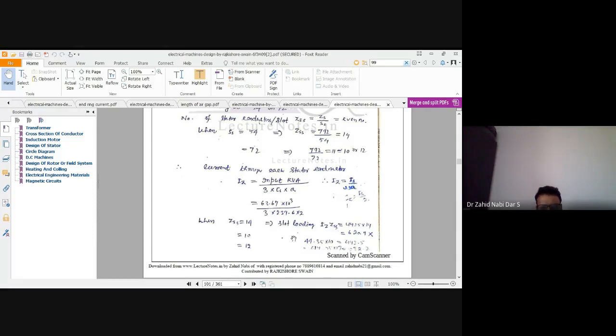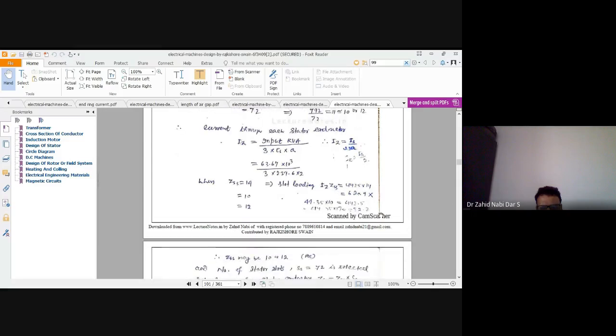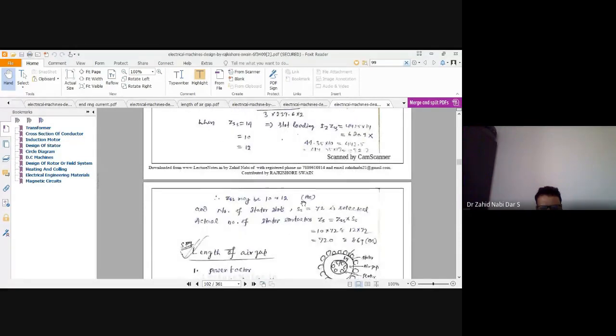Now the slot loading is IZ into ZSS. What is ZSS? ZSS is stator conductors per slot, that is either 14 or 10. Substitute the value of 14. Once we substitute the value, we are getting 620.9. So this is definitely exceeding the limit. Similarly, we will substitute other values and see for which value we get the correct result.